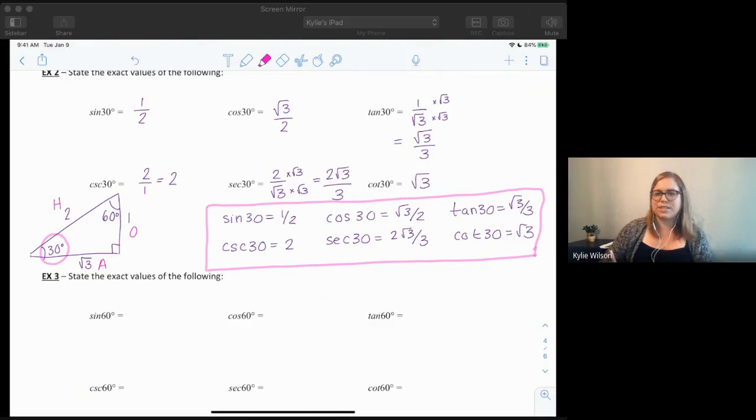Any questions so far? So again, I would recommend just knowing these triangles backwards and forwards. That way you can figure these out if you had to, instead of memorizing all of the numbers. That's usually my suggestion, but it's up to you however your brain works.